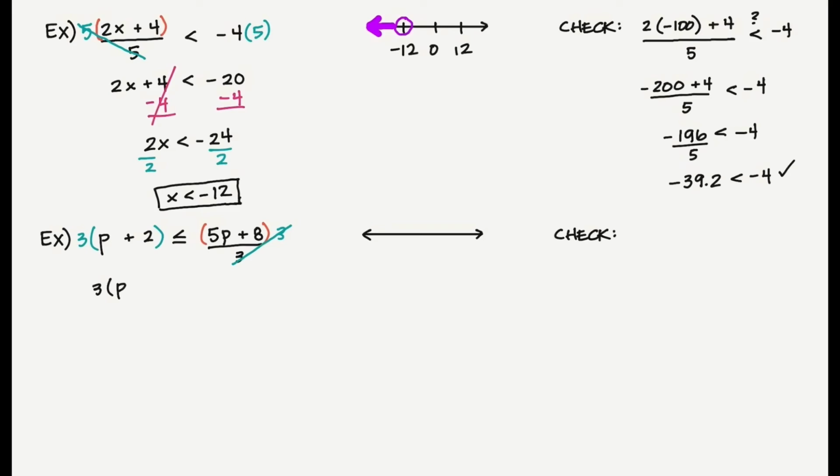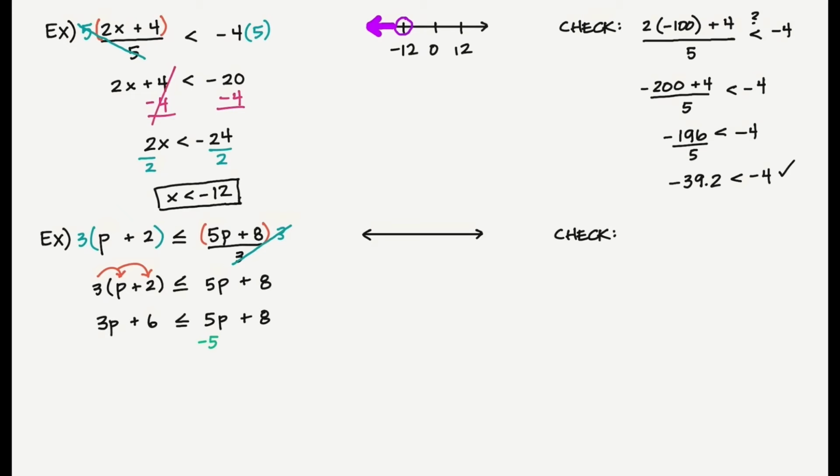So let's rewrite it. 3 parentheses p plus 2 is less than or equal to 5p plus 8. So that's broken free of the parentheses on the right. Now let's use the distributive property on the left to get rid of all of our parentheses. So this leaves me with 3p plus 6 is now less than or equal to 5p plus 8. Okay, now this looks more familiar.